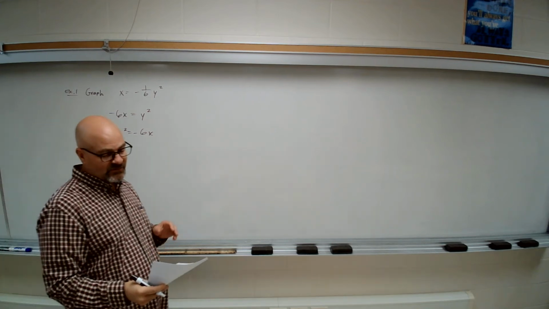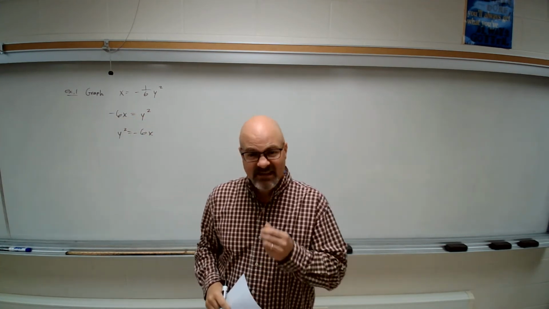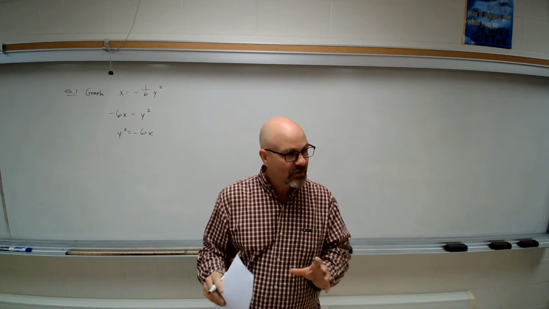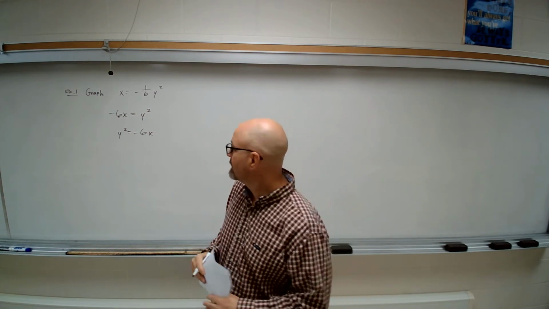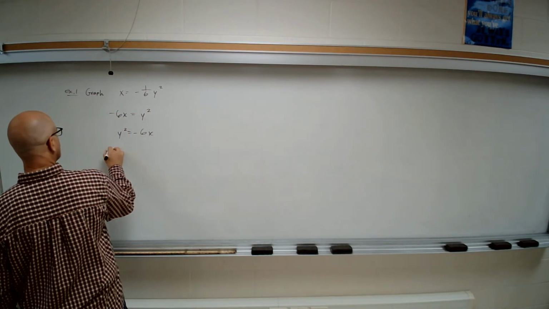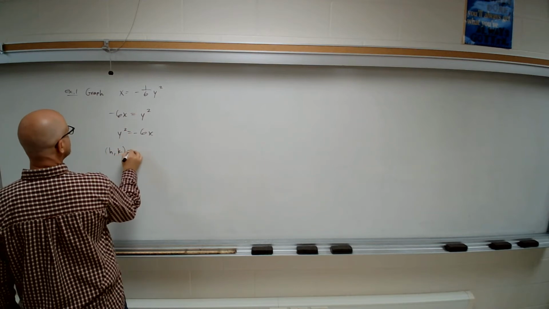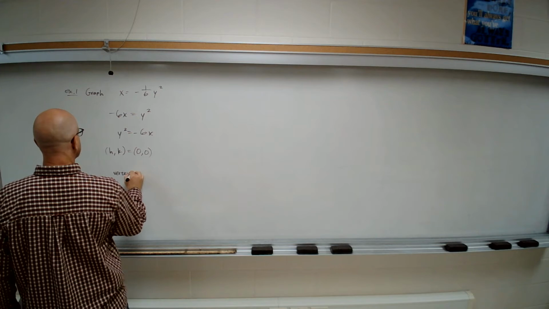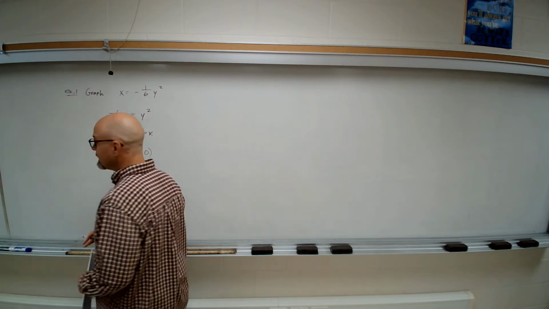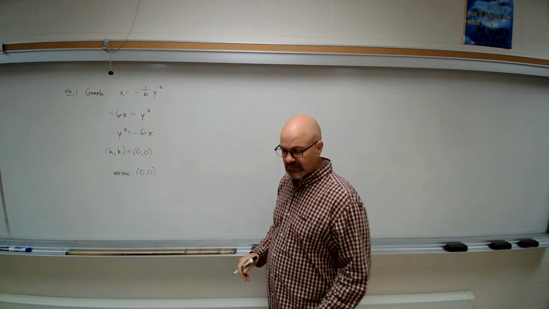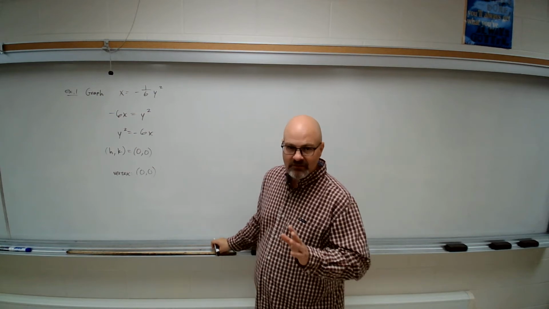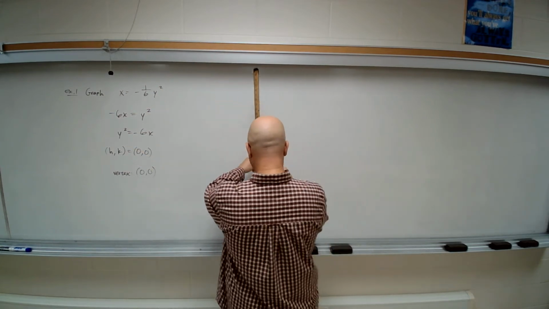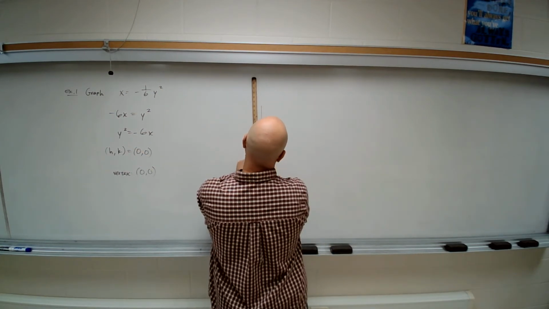So looking at this, what we know right away is there's no h or k here. There's no shifts going on, correct? So since h, k is equal to 0, 0, that means our vertex is at 0, 0. Right? So kind of our standard nice example, right? Vertex is at 0, 0.